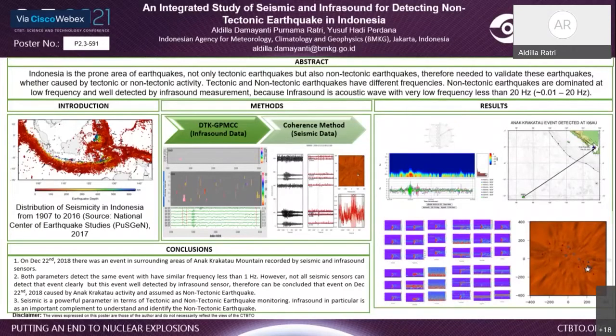And seismic is a powerful parameter in terms of tectonic and non-tectonic earthquakes monitoring. And infrasound in particular is an important component to identify and validate the non-tectonic earthquake. Last but not least, I highly recommend using infrasound as a parameter to identify the non-tectonic earthquakes. I think this is the end of my presentation. Thank you.